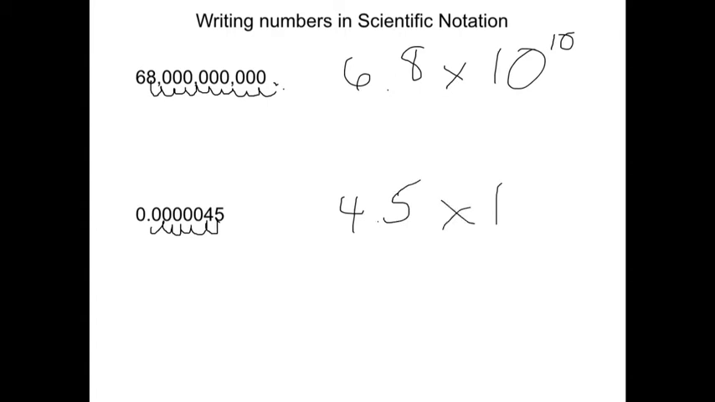And I know that's going to be a negative exponent. I have to figure out how many places I move that decimal to get between the 4 and the 5. So I went 1, 2, 3, 4, 5, 6 places. So I know that it would be 4.5 times 10 to the negative 6, which would get me that small number.